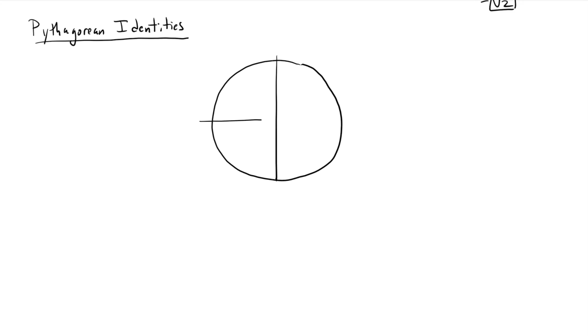So recall that we have what we call a Pythagorean identity by understanding that cosine and sine are the lengths of the two legs of a right triangle. So this is cosine here, this is sine, because this point has coordinates (cos, sin). And on the unit circle, the hypotenuse is 1.